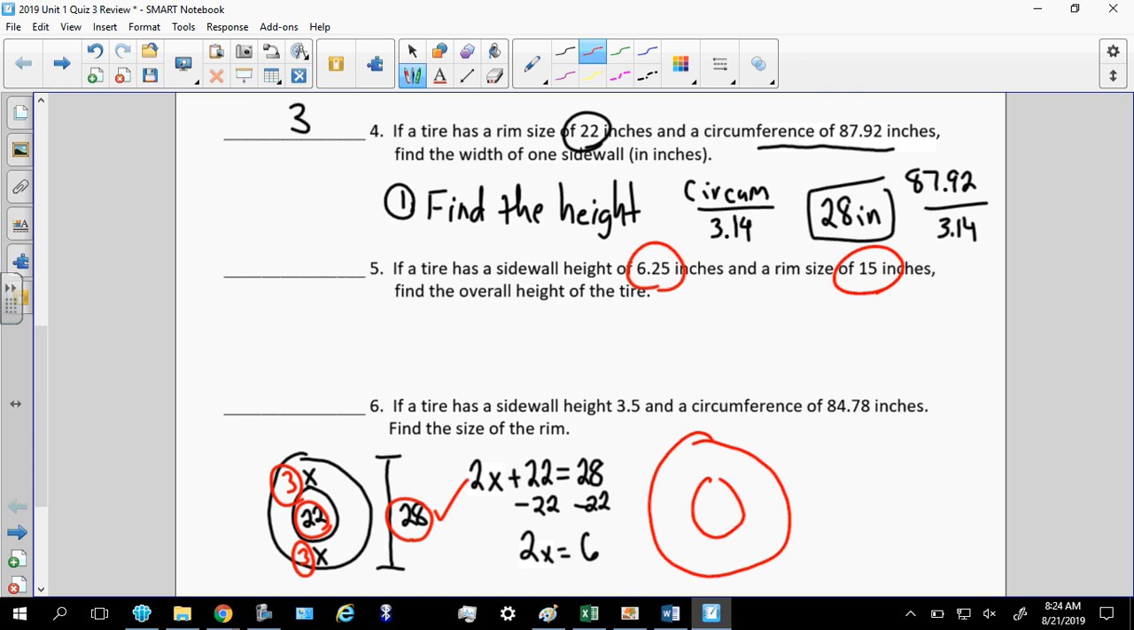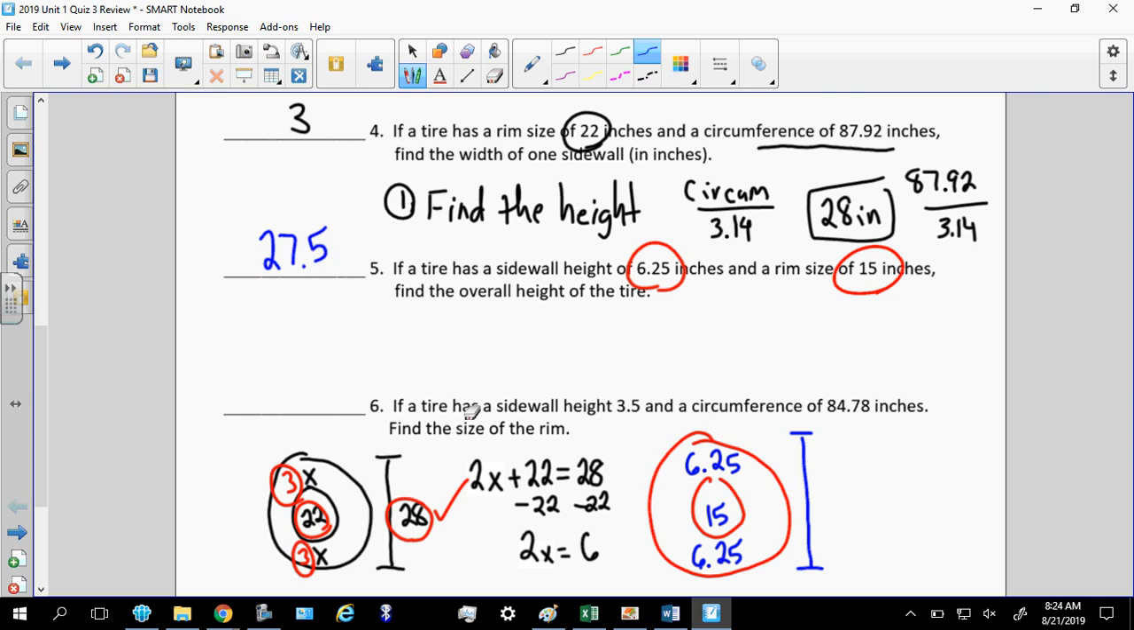So draw a picture, 6.25, 6.25, rim is 15. I'm looking for the height. Well, heck, everything's solved here. So all I got to do is just add those three numbers together. That was easy. 27.5.